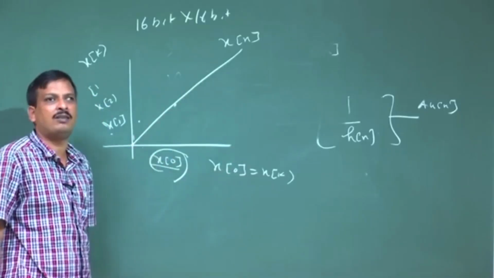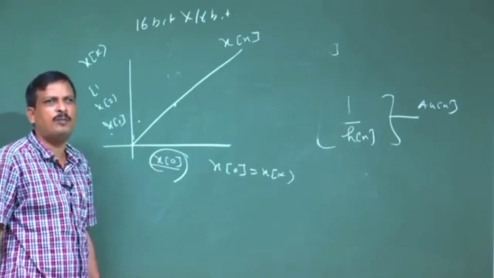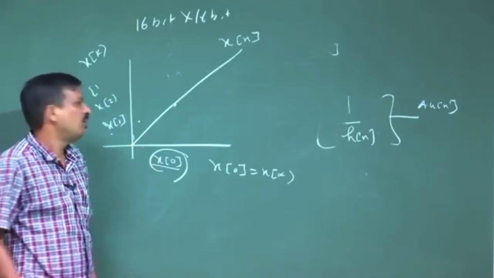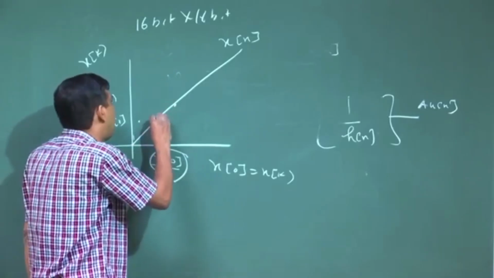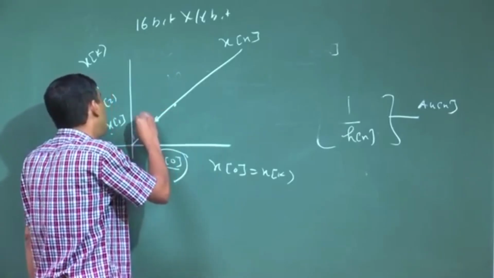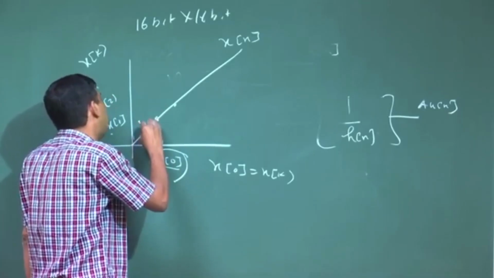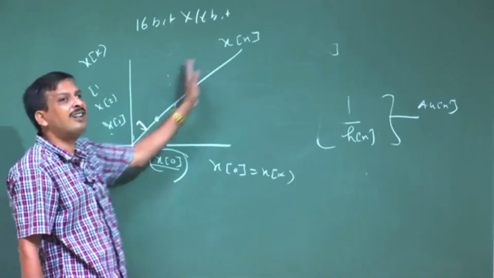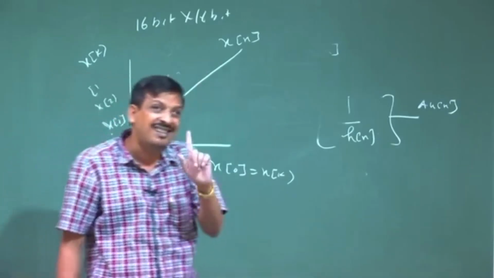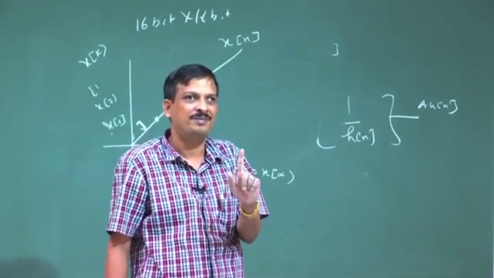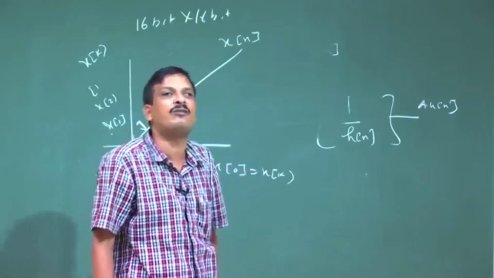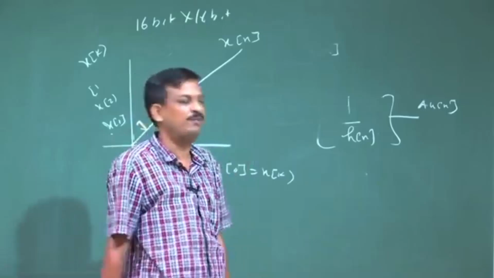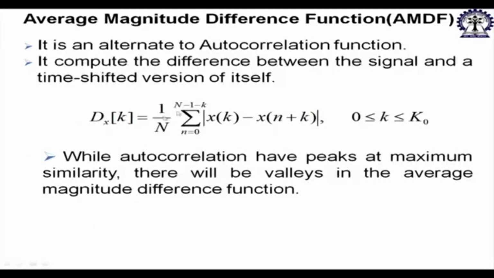Since it is not an exactly periodic signal, instead of calculating the exact 45-degree line, what I want to calculate is the deviation from the 45-degree line and find the average value of the deviation for each delay. Then plot that average deviation value against the delay. So, what is the function? 1 by N, sum over n equal to 0 to N minus k, of x(n) minus x(n plus k).